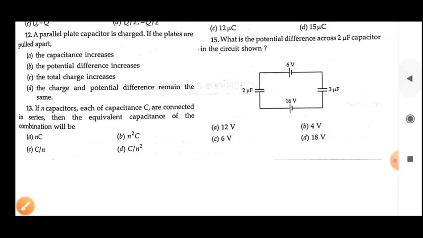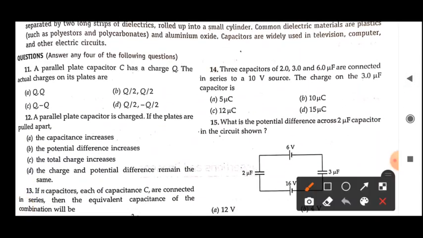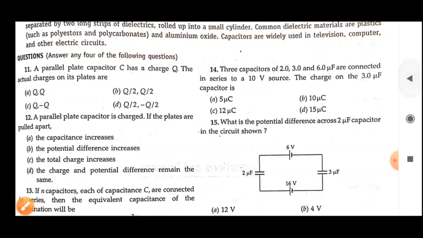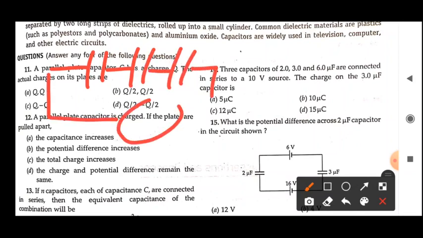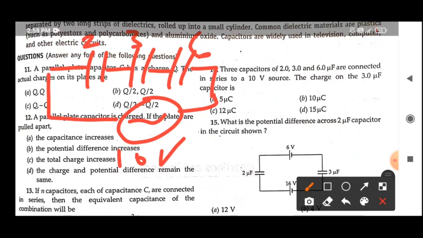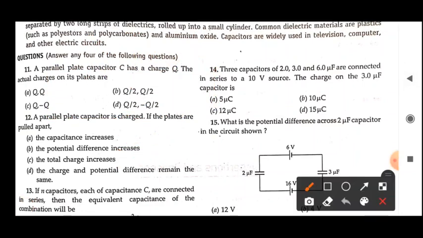Now let's see the fourth question. Three capacitors of 2 microfarad, 3 microfarad and 6 microfarad are connected in series to a 10 volt source. Find the charge on the 3 microfarad capacitor. So students, in this case we have 3 capacitors connected in series, and they are connected to a 10 volt source. This is 2, this is 3, this is 6, and we have to find the charge on the 3 microfarad capacitor.